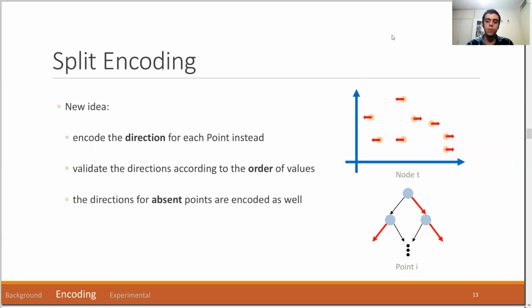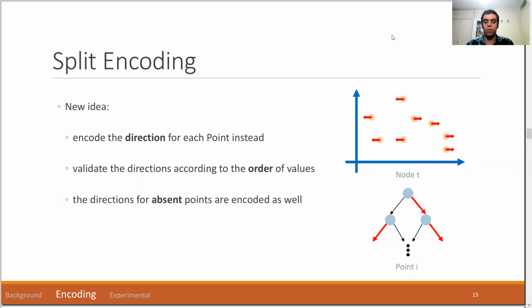And in the next figure, for each data point, we know what happens to that data point in each branching node. First thing to note for this method is that we want to make sure that the order of values is respected in these directions that are encoded. So if a value 3, for example, is directed towards right, then the value 5 cannot be directed towards left, because 5 is larger than 3 and it's located on the right side. So we add a set of clauses that enforces that.